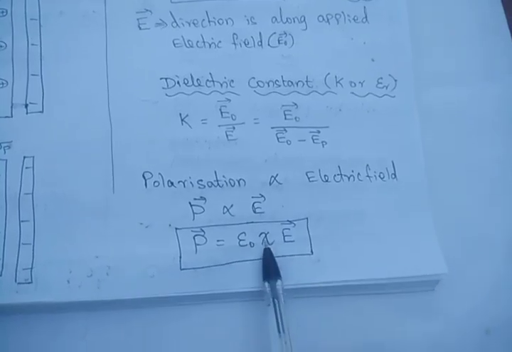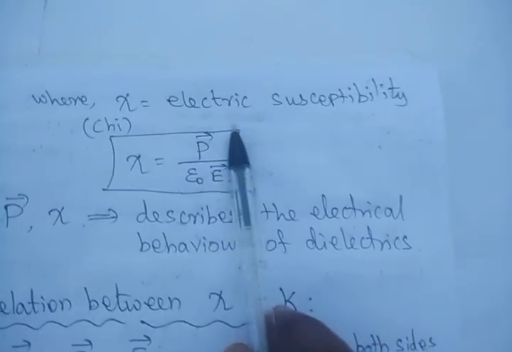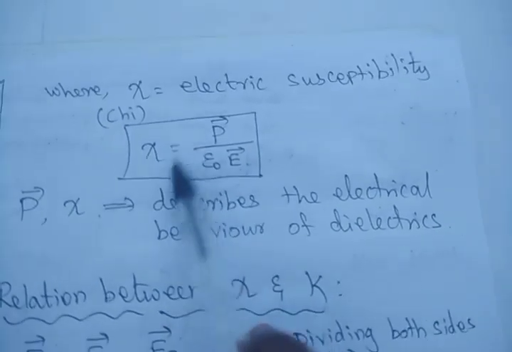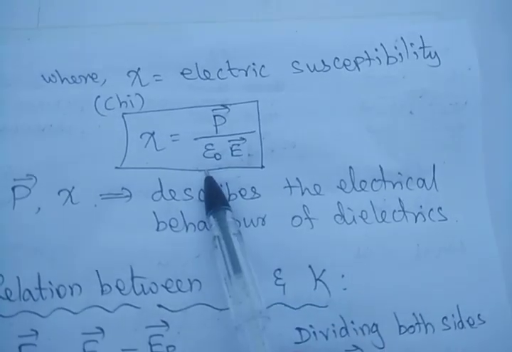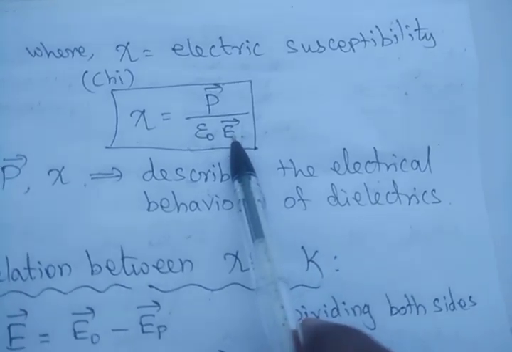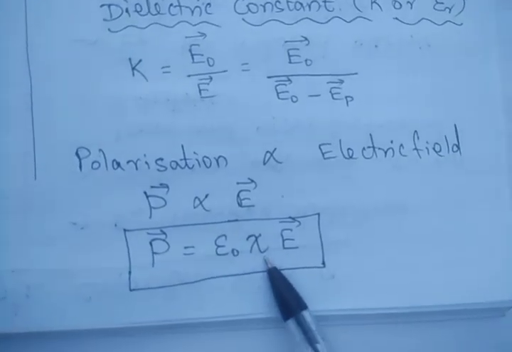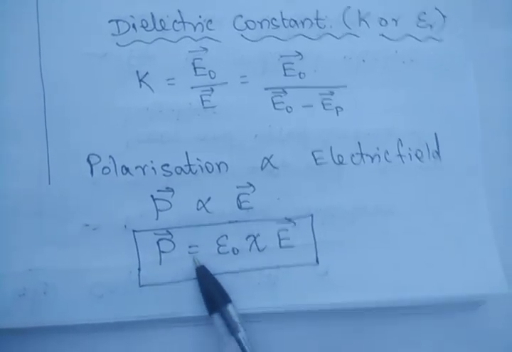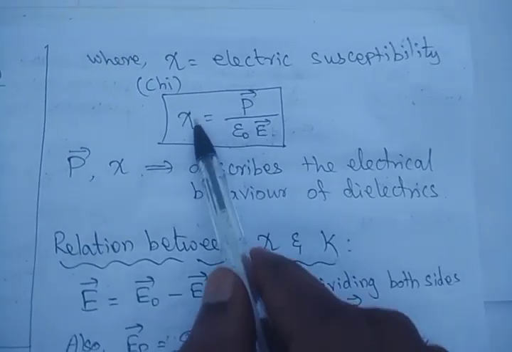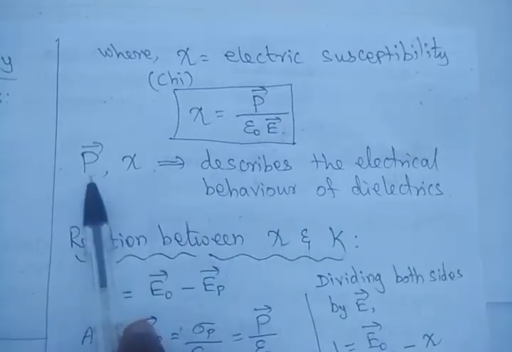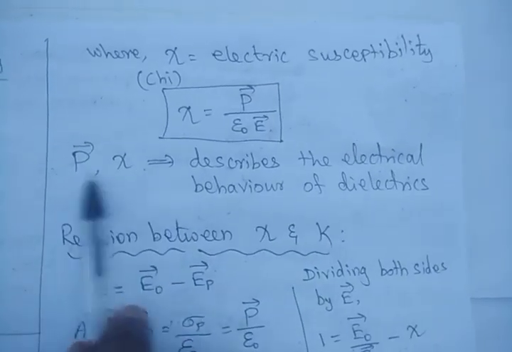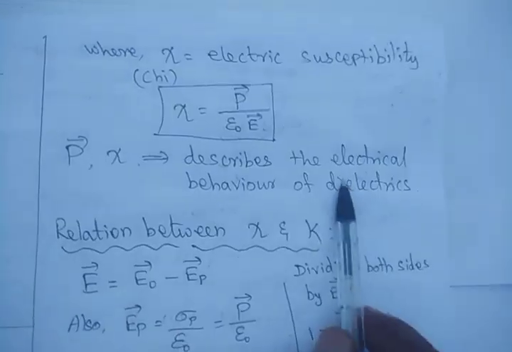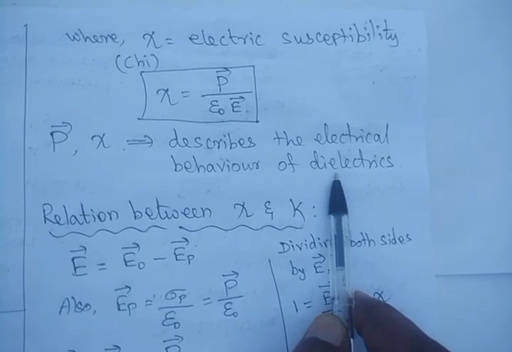So what is this psi? Psi is the electric susceptibility. So psi is equal to P by epsilon naught into E vector. That is, we bring the E vector and epsilon naught to the denominator of the P vector, as shown in this expression. So the P vector and psi simply describe the electrical behavior of dielectrics. And what are dielectrics? Again, we recall that a dielectric is an insulator.